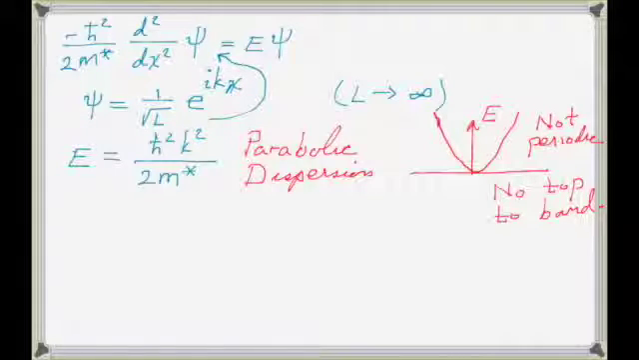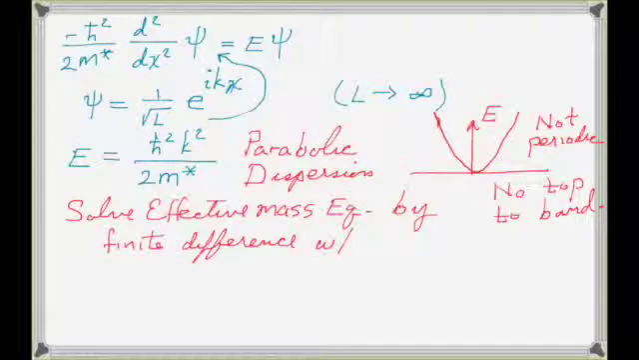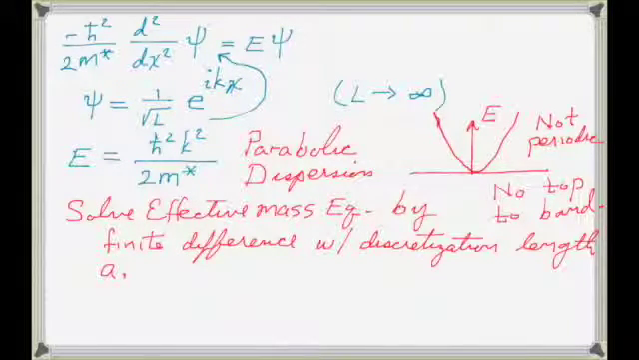So we're going to solve the effective mass equation by finite difference, using the same discretization length a as we had for our lattice constant. And so we have to discretize that second order derivative, d squared dx squared.